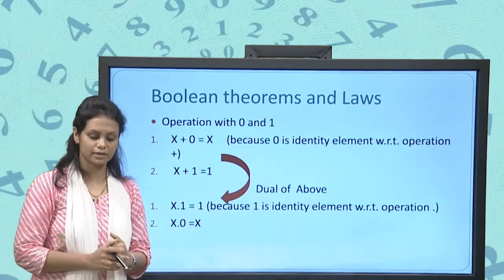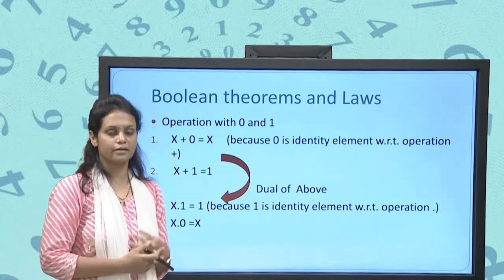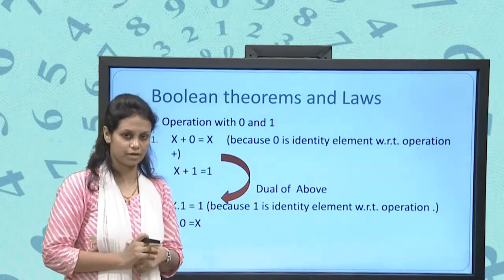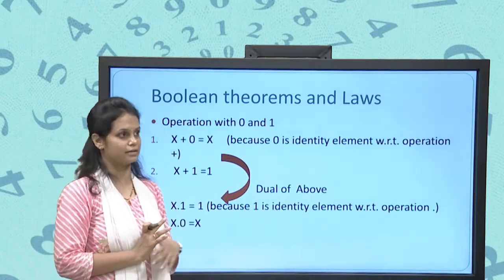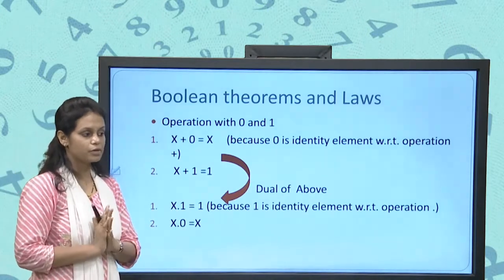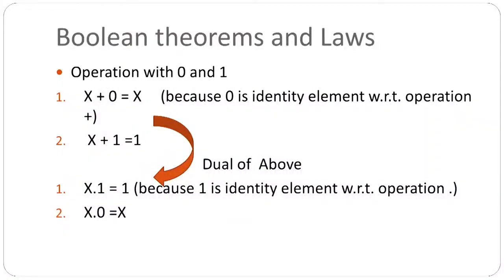Fine. Now, we will start the Boolean theorems and laws. Now, see, we will relate these Boolean terms to the set theory operations. Fine. First, we will see the first operation, but remember, in the Boolean algebra we can use only the digits, that is 0 and 1. Okay. Only the digits, that is 0 and 1.